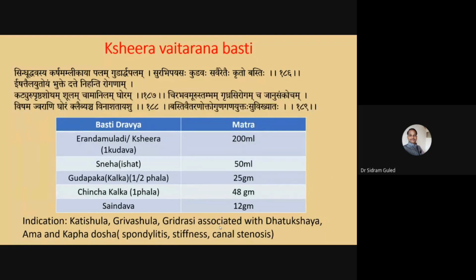Another one is Kshira Vaitarana Basti, where Vaitarana Basti is fortified with Kshira. Instead of Gomutra, the Kshira is used here, so it is named Kshira Vaitarana Basti. Here are the preparations: Erandamuladi Kshira, 200 ml we use, and Sneha, Gudapaka, Chincha Kalka and Saindhava. This preparation we conventionally use in Matra form, indicated in Kati Shula, Griva Shula, Gridhrasi associated with Dhatukshaya as well as Ama, and in spondylitis, stiffness and canal stenosis. In these conditions, we use the Kshira Vaitarana Basti.